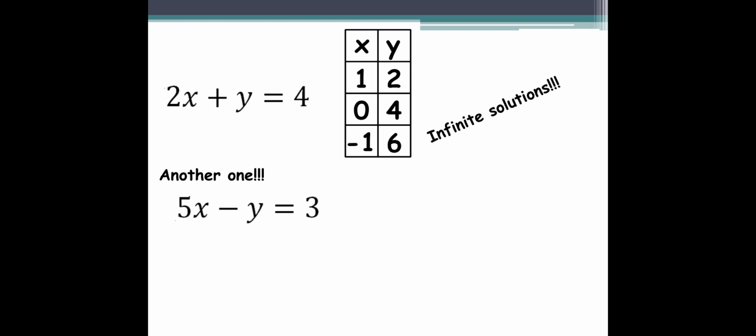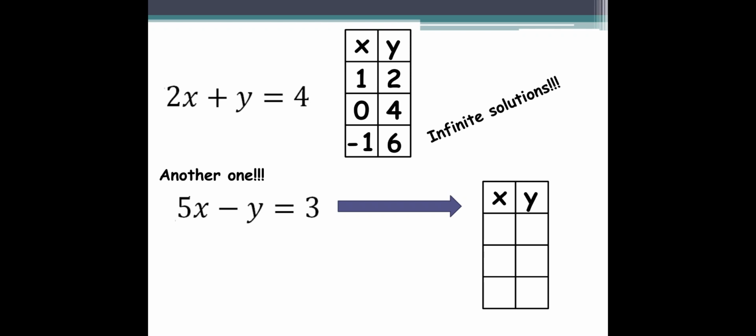So same like before, we've got two unknown variables. So we're going to do the same thing. We'll create this table with an x and y column, and we're going to choose three random values. So let's start with 2. If we do 5 times 2, we get 10 minus what equals 3, y equals 7. 0 can be our second value. 5 times 0 is 0, minus y equals 3, y would be -3.